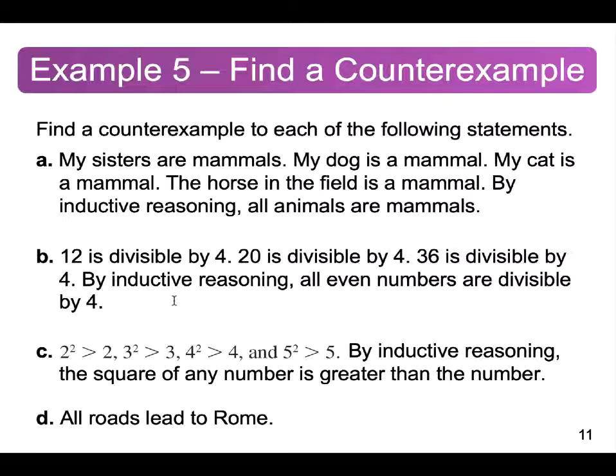Now looking at C, we have 2 squared is greater than 2, 3 squared is greater than 3, 4 squared is greater than 4, and 5 squared is greater than 5. All of those are true. Inductive reasoning would have us believe that the square of any number is greater than the number. But there's a few examples that we can think of where this does not work. 1, for example: if you have 1 squared, you're left with 1, and 1 is not greater than 1. It is greater than or equal to, but that's not the conjecture that we came up with. So that would be a counterexample for that particular conjecture.